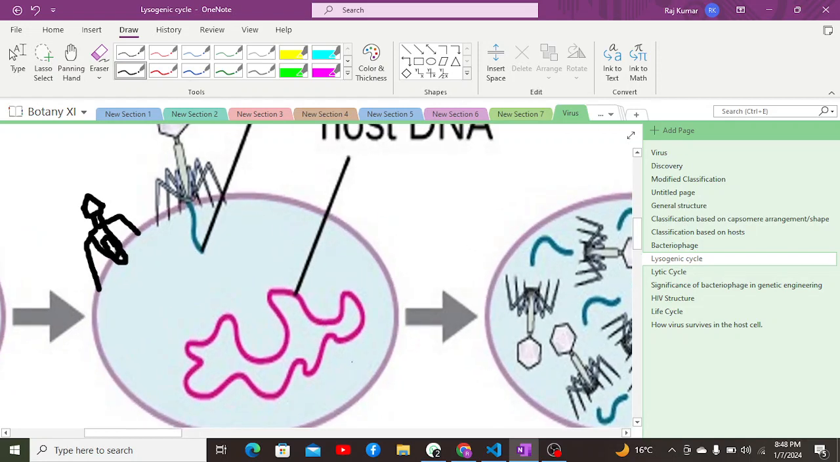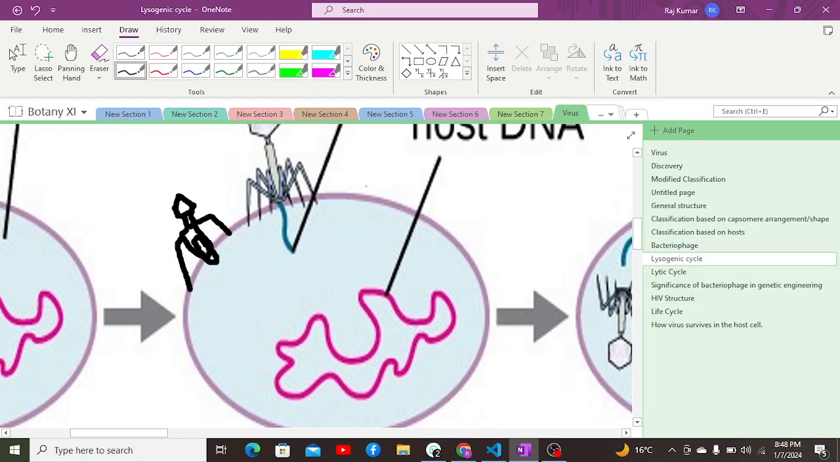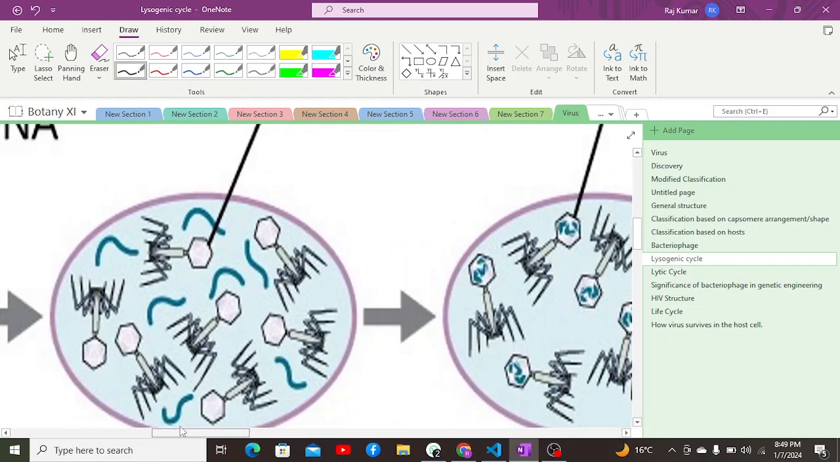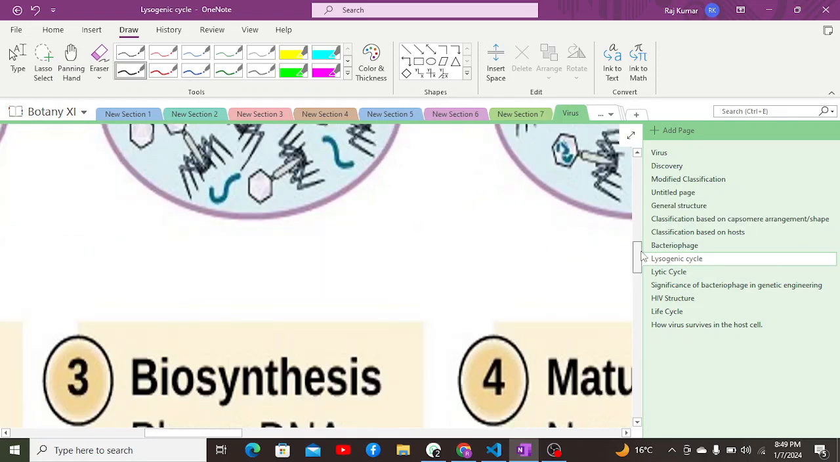Of course, there's also the role of tail pins here. How does the tail pin help in this process? Basically, when the contractile sheath contracts, the tail pins penetrate into the surface of the host cell, as a result of which the contractile sheath contracts and is able to release the viral genome within the host cell.